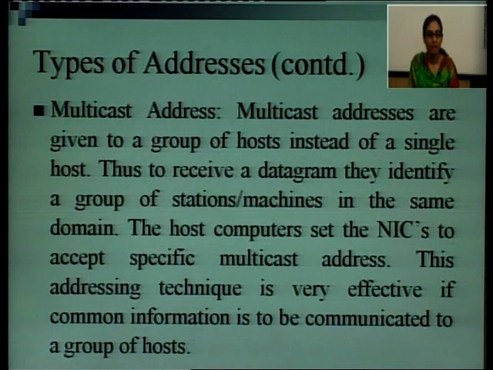Multicast addresses are given to a group of hosts instead of a single host, as in the case of unicast. To receive a datagram, they identify a group of stations or machines present on the same domain, so the host computer sets the NIC to accept the specific multicast address. This addressing technique is very effective if common information is to be communicated to a group of hosts. If we want to send common information to a particular group or domain, we can use the multicast address.